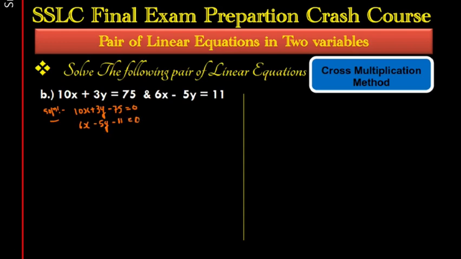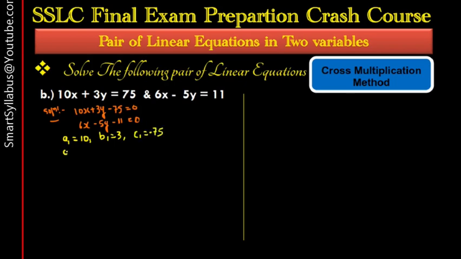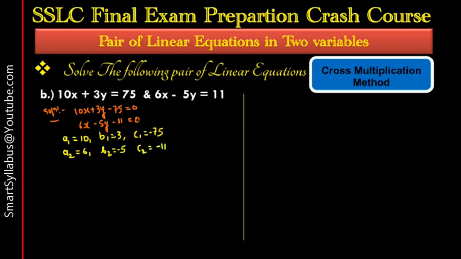Now get the values of a1, b1, c1 and a2, b2, c2. Okay, here a1 is equal to 10, b1 is 3 and c1 is minus 75. Similarly, a2 is 6, b2 is minus 5 and c2 is minus 11. Okay, once you get this, now the remaining part is just writing the formula. So if you don't remember the formula of the cross multiplication method, then the trick is there. So even in this sum, we'll write that trick and we'll learn how to write the formula now.